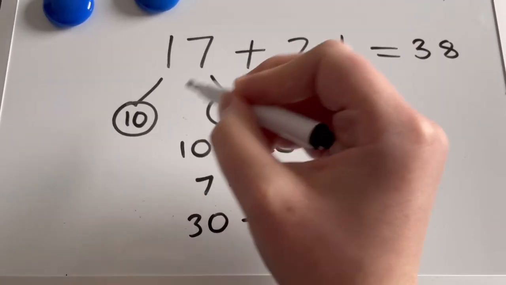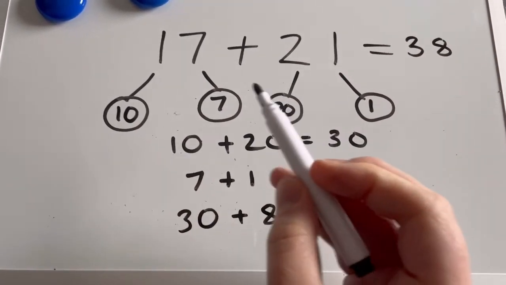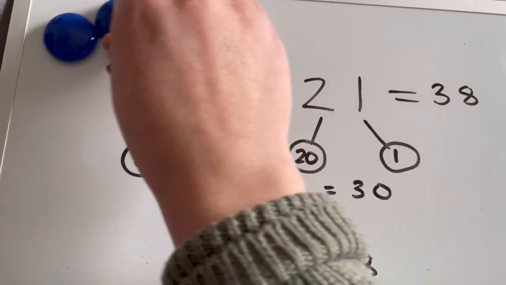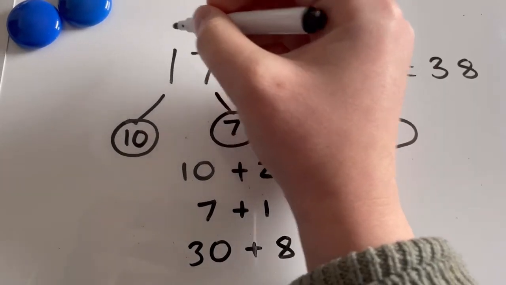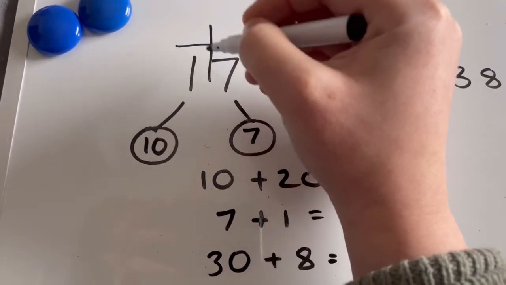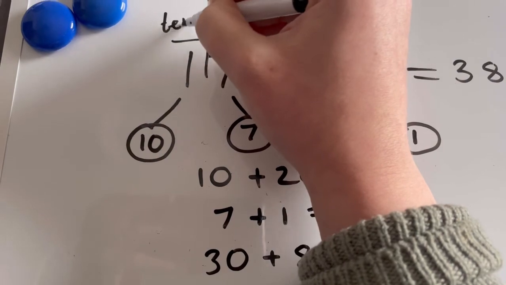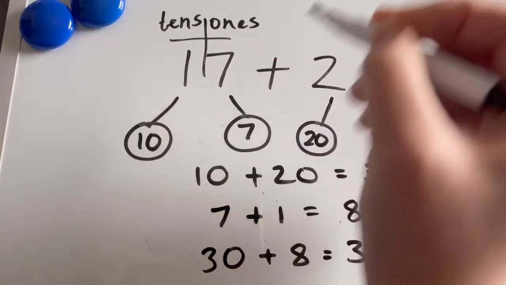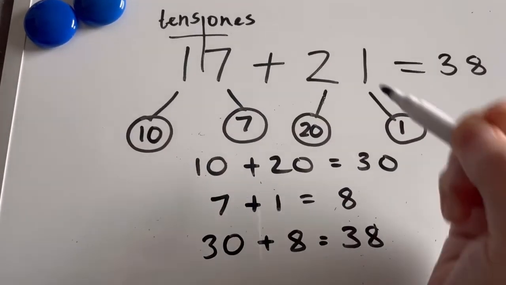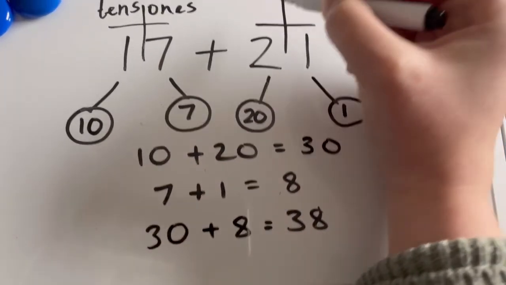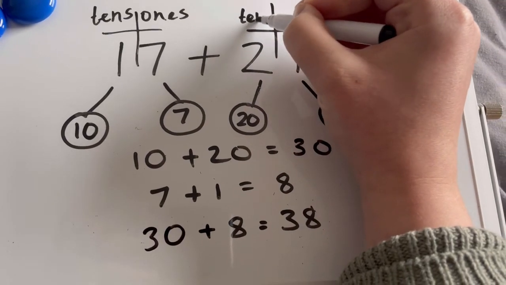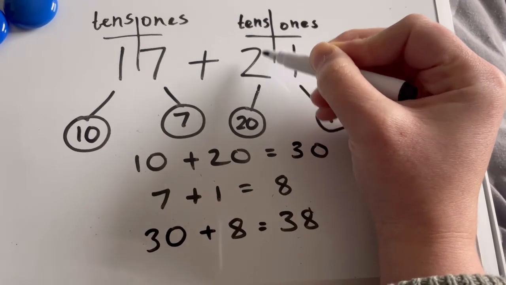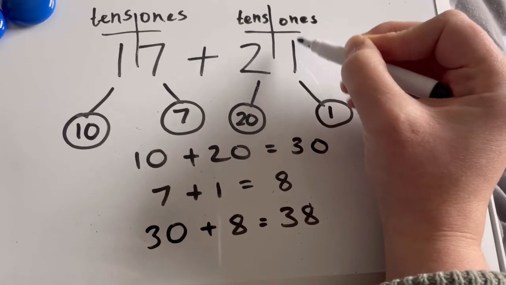So when you're partitioning your numbers and you're splitting them, try to remember what each number means. So if we're looking at number 17, we need to remember that this number is in the tens column and this number is in the ones column. So we have 1 ten and 7 ones. And the same with this number here, the tens column and the ones column. So we have 2 tens, which makes 20, and only 1 in the ones column.